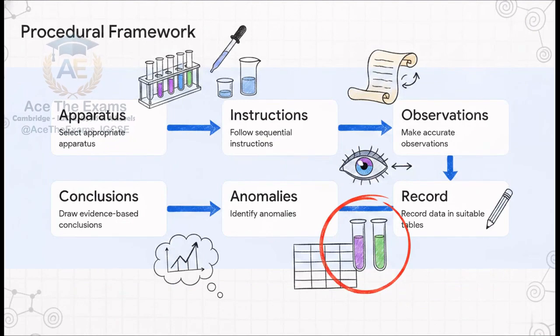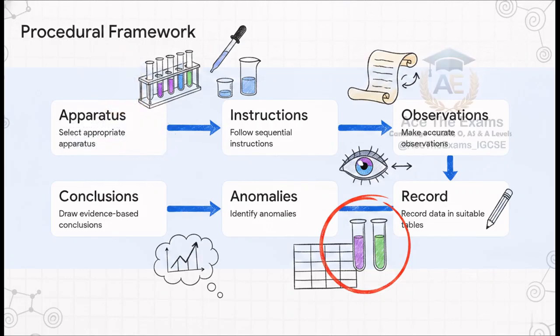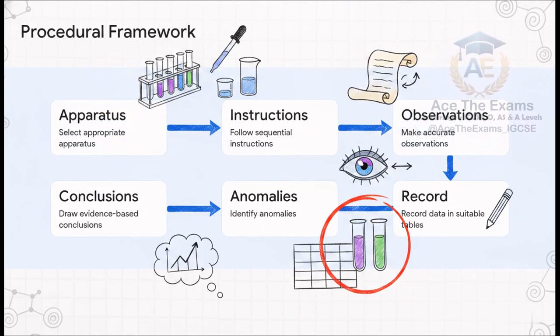The crucial point here is mastering these 6 procedural steps. Practical work in the Biuret test develops very specific skills. Step 1, select the appropriate apparatus. Step 2, follow sequential instructions perfectly. Step 3, make accurate observations. Step 4, record your data in suitable tables. Step 5, identify anomalies. Actually, pay attention to that one. It's a huge deal. And Step 6, draw evidence-based conclusions. This procedural framework builds your method marks step by step.